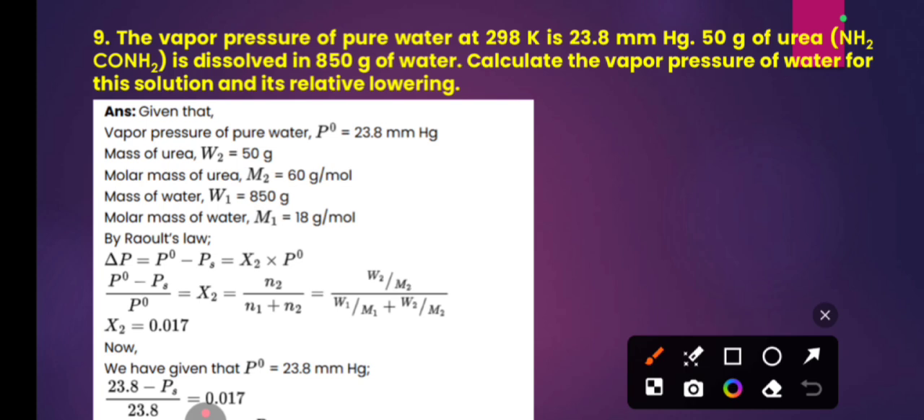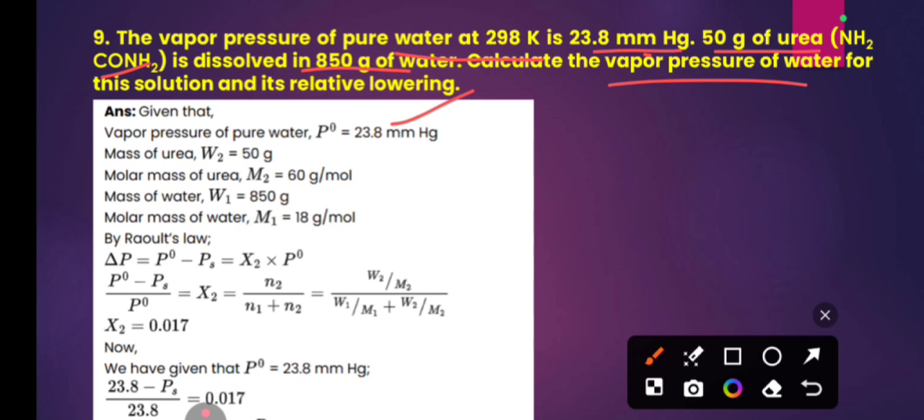So next numerical: the vapor pressure of pure water at 298 Kelvin is 23.8 mmHg. Again you can see here it is given for pure water. 50 gram of urea, NH2CONH2, this is the chemical formula, that acts as a solute, is dissolved in 850 gram of water. How much quantity of water is given? 850. Calculate the vapor pressure of water for this solution and its relative lowering.